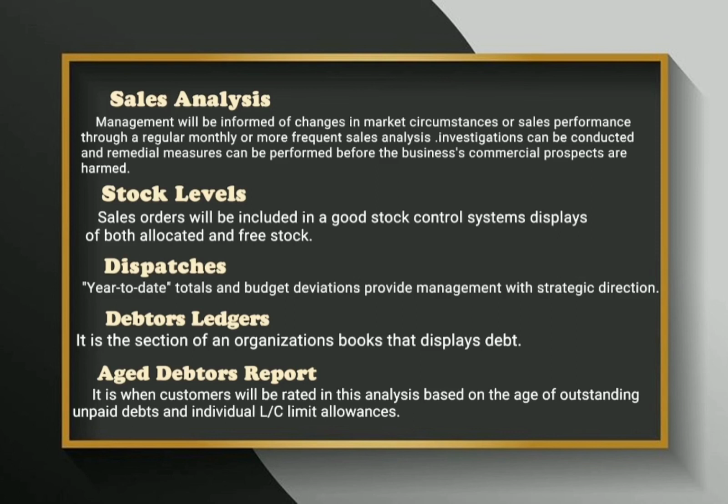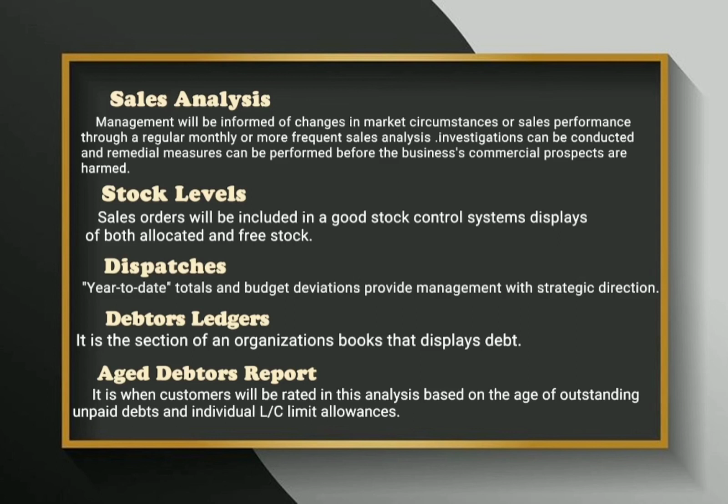Debtors ledger. It is a section of an organization's books that displays debt. One of the secondary ledgers to the general ledger is a debtors ledger. It gathers the data as a result of the sales journal's monthly publications. The debtors ledger's function is to list which customers owe money to the company. As a result of the sales made on credit, along with their respective balances, debtors are the clients who owe money to the company.